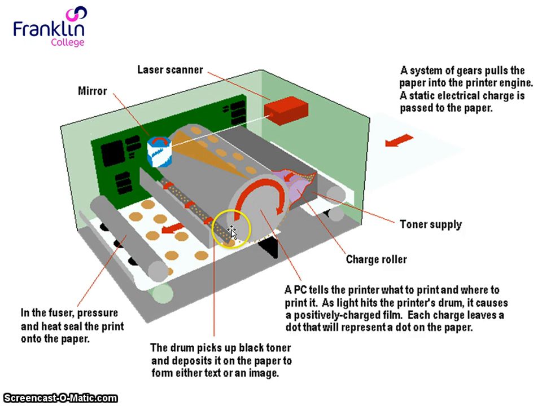The toner is transferred from the drum to the paper, and as that's transferred to the paper, it then reaches another part of the laser printer, which is the fuser. So in the fuser, pressure and heat fuse, or bond, the toner to the paper. So that is how a laser printer works.